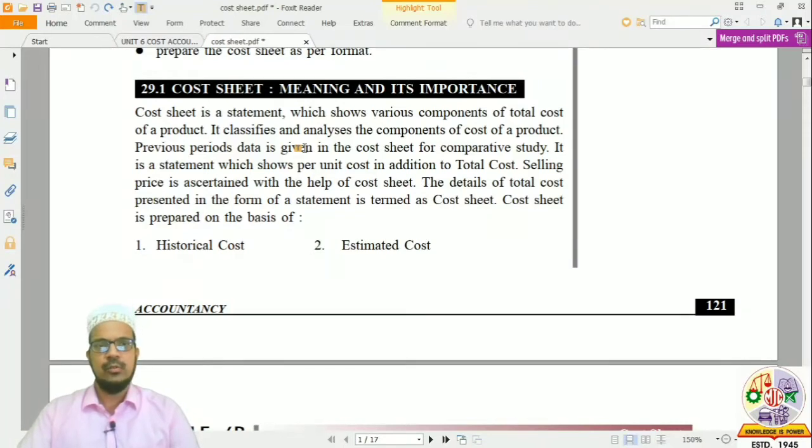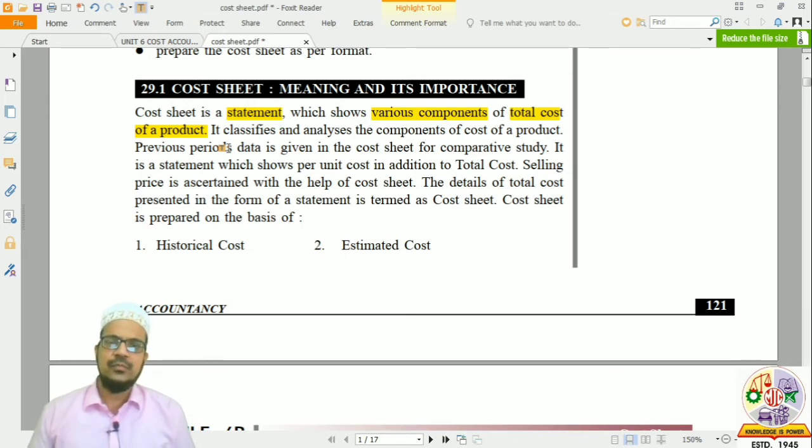Hello students, today we will be discussing the concept of cost sheet. Now what is a cost sheet? A cost sheet is a statement which shows various components of the total cost of a product. So whatever product you may be manufacturing, the cost sheet shows the cost of various components which form the total product. The cost sheet is primarily made to ascertain the cost of a particular product which we are manufacturing.